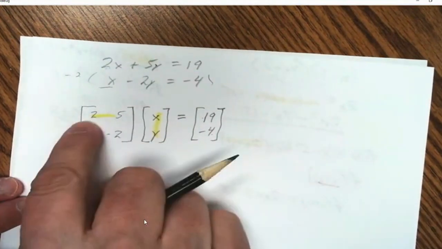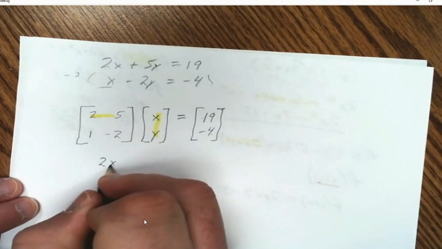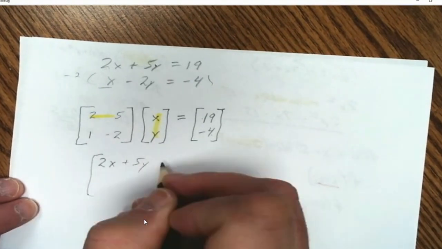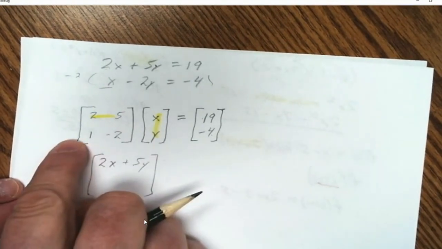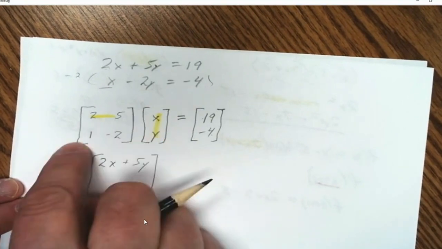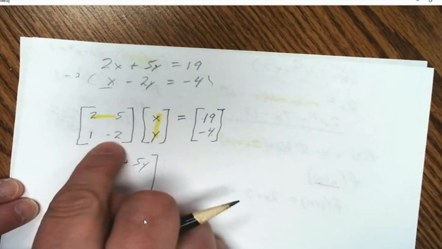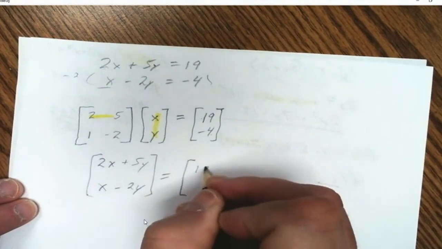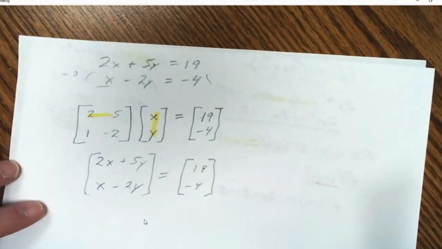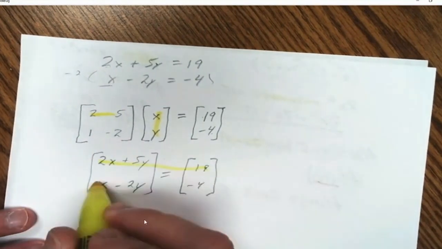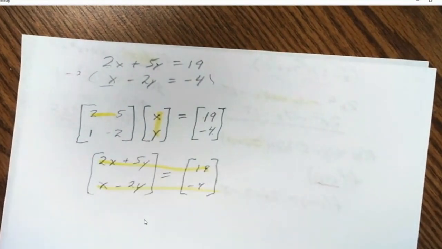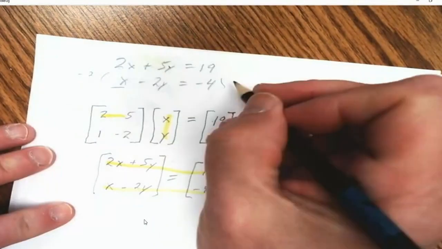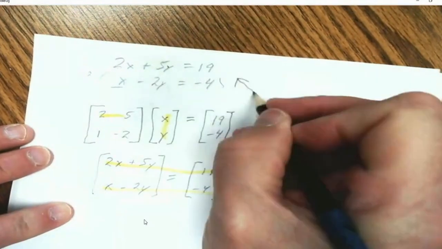times the first column. So 2 times x be 2x plus 5 times y plus 5y. All right, that's what the first one would be. And then second row, first column, 1 times x is x plus -2 times y is -2y. And it equals 19, -4. So you can see that's exactly what we have up top. So when we multiply them back together, this is the same thing, because we multiplied these two back together and got the same thing we had up here. So representing this system of equations, we can do with this matrix.